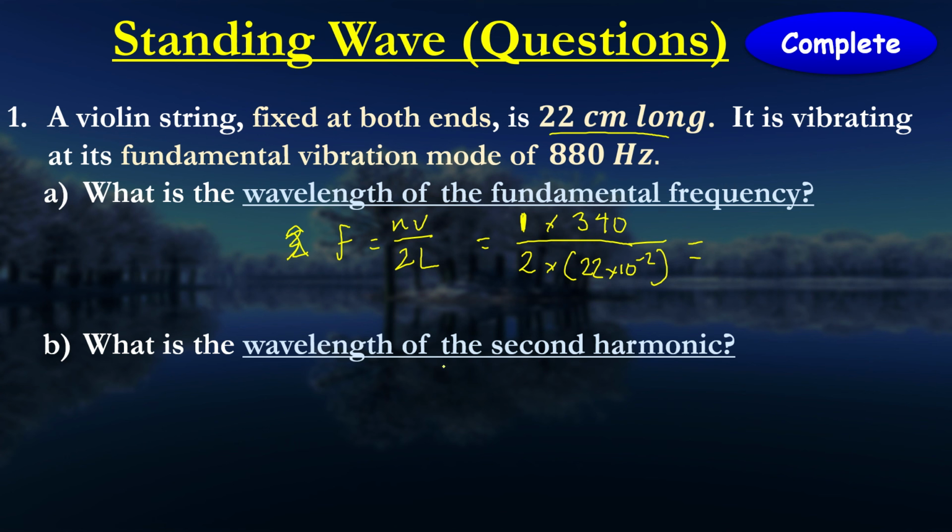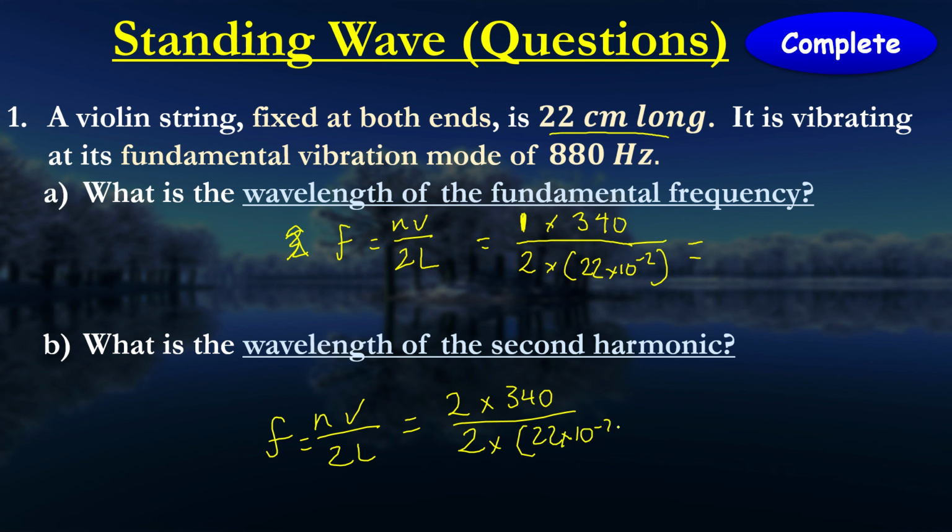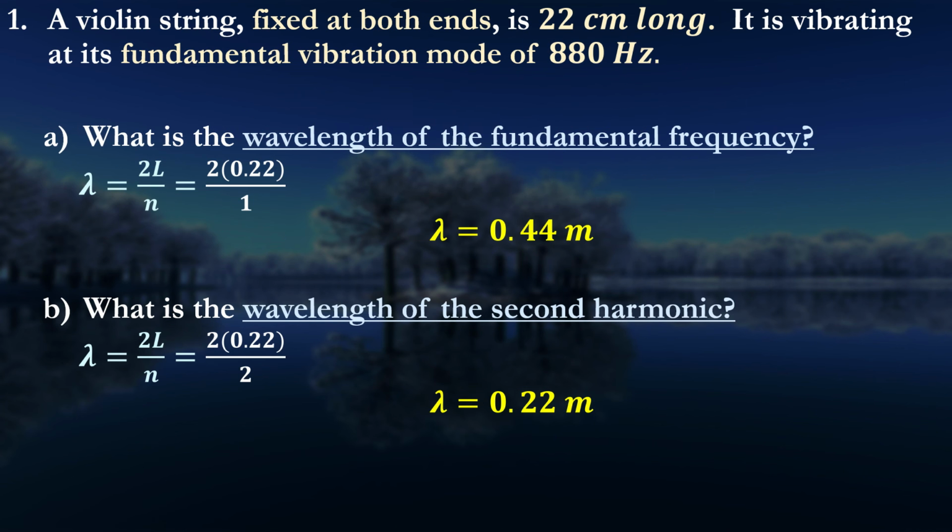That's the fundamental frequency we'll generate. The second harmonic, in this case here, is simply substituting the same values, but n is now 2. So that's how you do those questions. Okay, so you get that number there, 0.44 meters, 0.22 meters there.